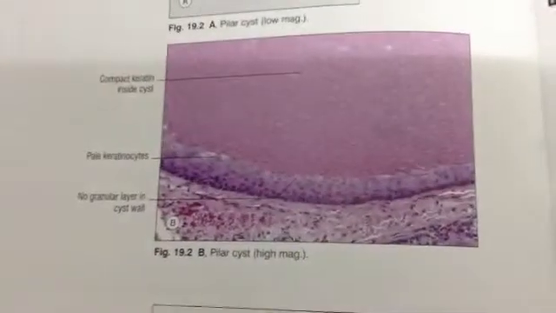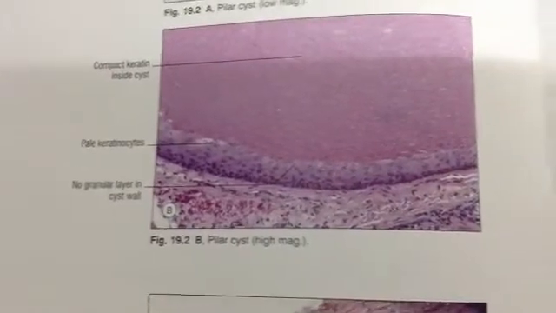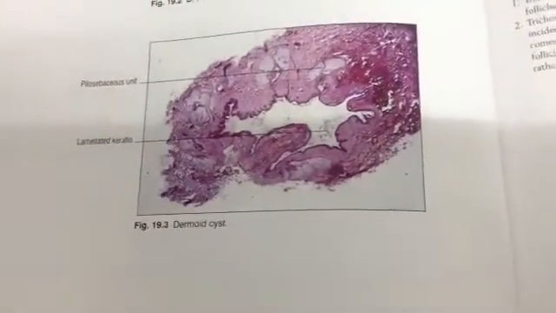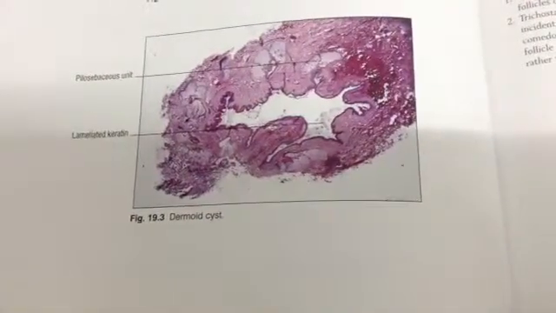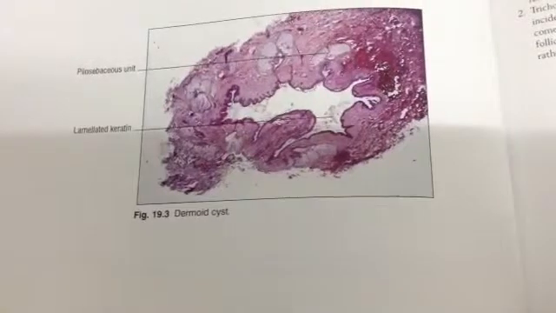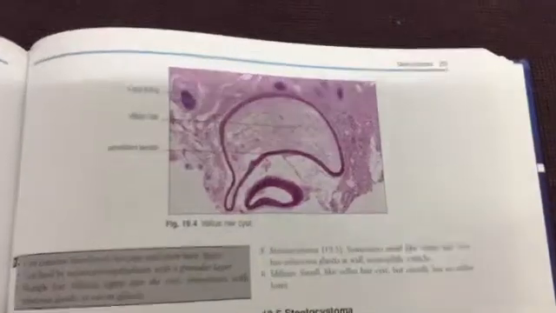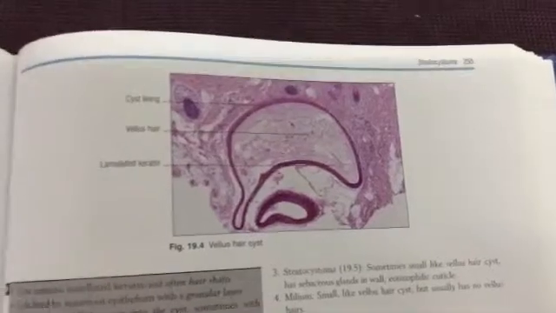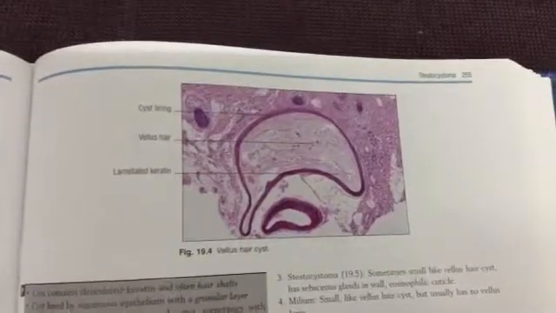As we saw first, the pilar cyst: no granular layer, pale keratin and compact keratin inside the cyst. And here this is the dermoid cyst, with the pilosebaceous unit obvious here. Other cysts like villous hair cyst, as we can see here, with villous hair inside, laminated keratin, and this is the villous hair cyst.